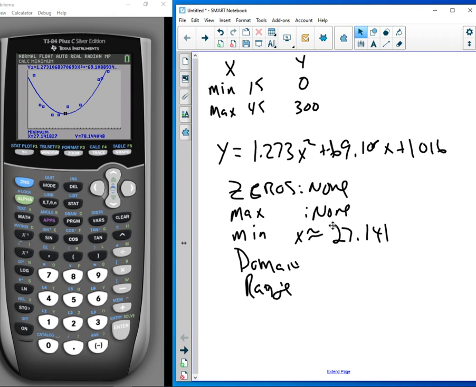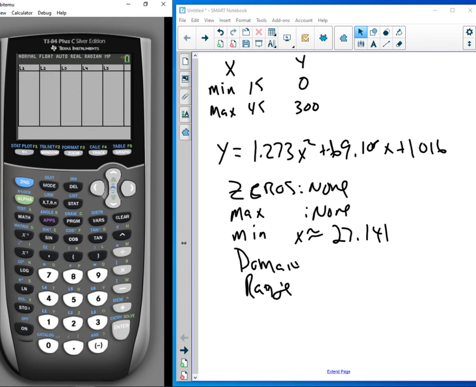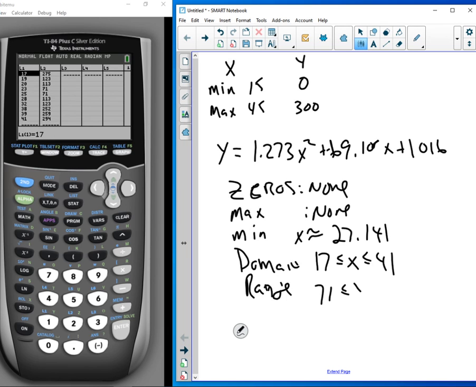table. I go back to stat and hit table. My lowest x value for the range is 17, less than or equal to x. My greatest x value is 41. My range is my lowest y value, which is 71, less than or equal to y, less than or equal to 294, my highest y value. I need the degree. The degree of my polynomial is 2. My leading coefficient is 1.273.